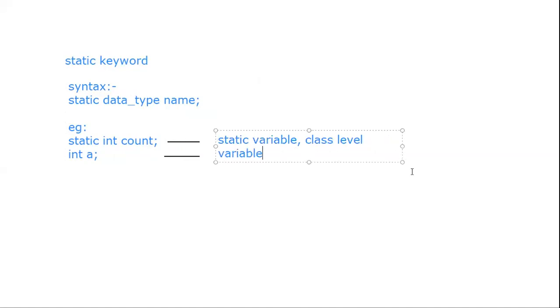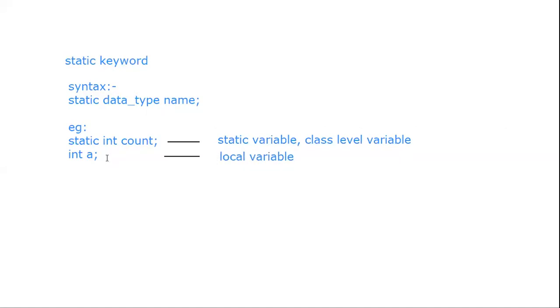Okay, next one. Then int a. What is meant by int a? A is a normal integer variable, and we call it a local variable. Am I right? Yes, local variable, or normal variable, whatever it is. So the first one is the static variable, and the second one is the local variable.